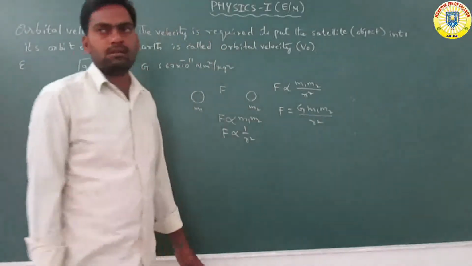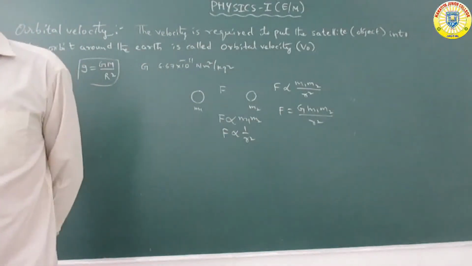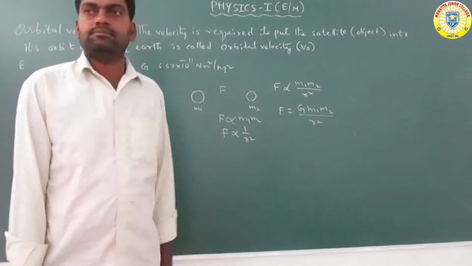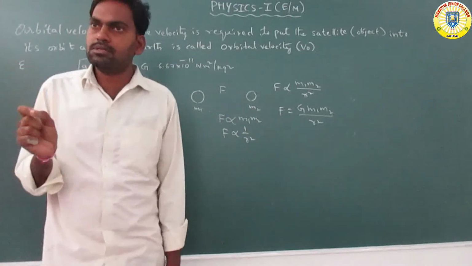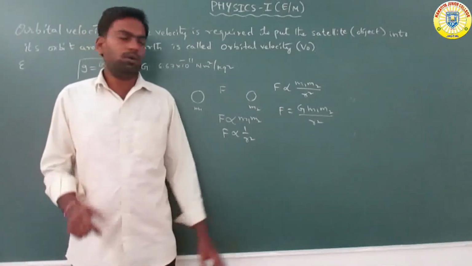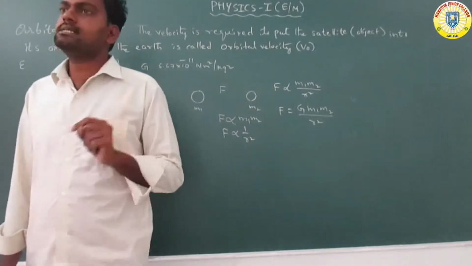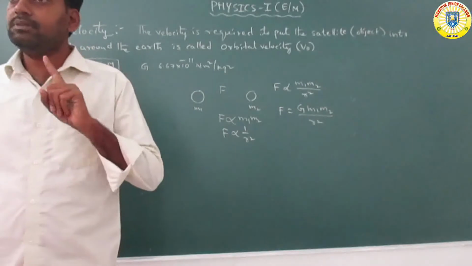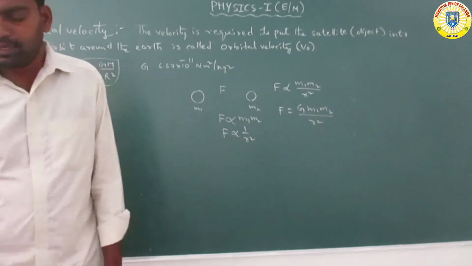We discussed all this topic in the last class. F = G m1 m2 / R². This is called the gravitational force of attraction. Here R is the distance between the two bodies, and m1 and m2 are the masses of the bodies.